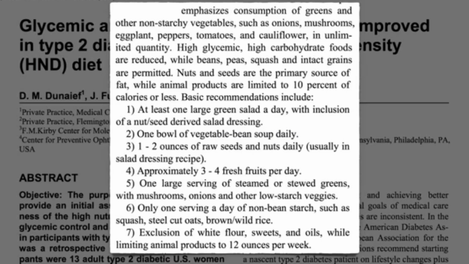Basic recommendations were 1 large green salad a day, 1 bowl of vegetable bean soup, 1 to 2 ounces, that is 1 to 2 handfuls, of raw seeds and nuts, 3 to 4 fresh fruits, 1 large serving of steamed vegetables, and 1 serving of whole grain starch such as steel cut oats or brown rice. No white refined flour, refined sugar, and no oils were allowed.